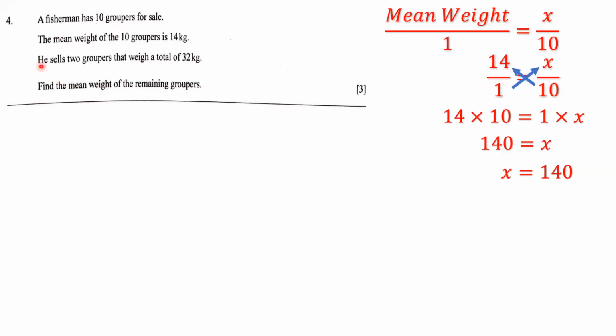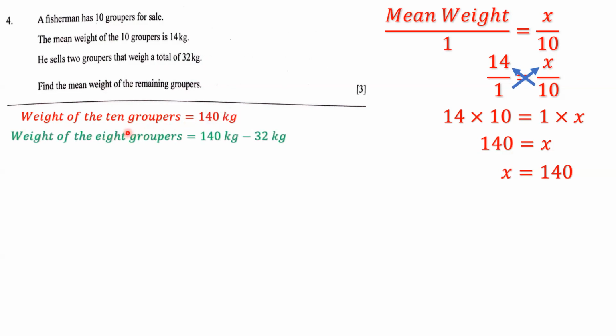Now they tell us that he sells two of the groupers that weigh a total of 32 kilograms. So we know that the weight of the 10 groupers, which we just found, is 140 kilograms. Now, if we want to find the weight of the 8 groupers, we know that 2 of them combined make a total of 32 kilograms. And so we've got to subtract 32 kilograms from 140 kilograms, and when we subtract them, we get 108 kilograms. And so that is the weight of the 8 groupers.